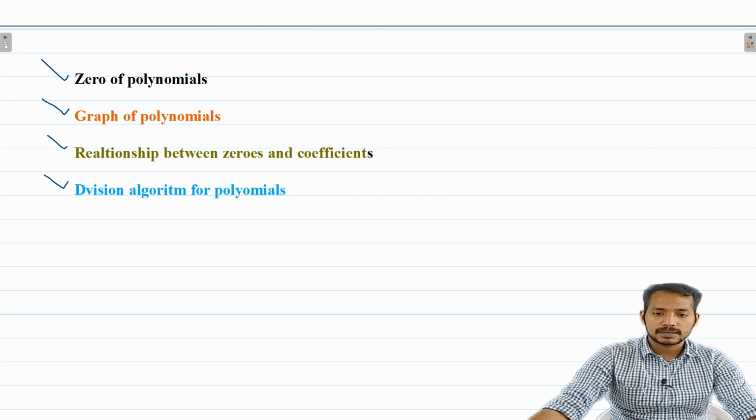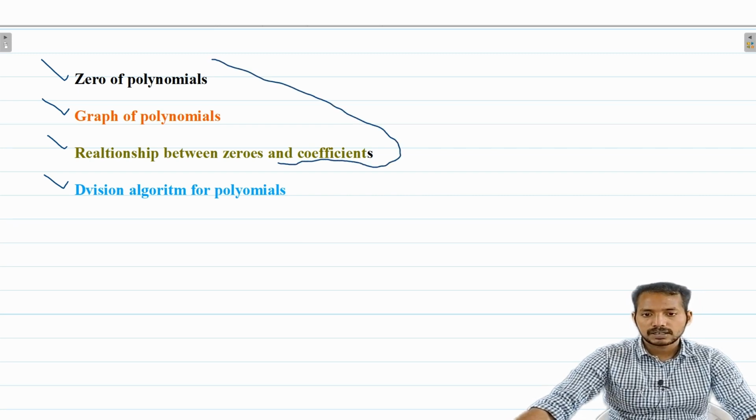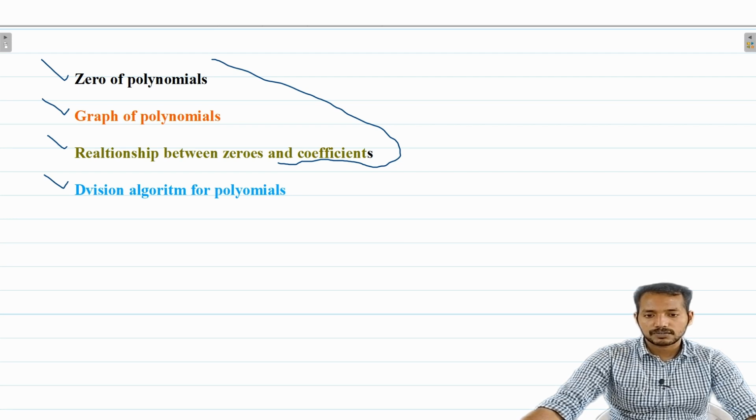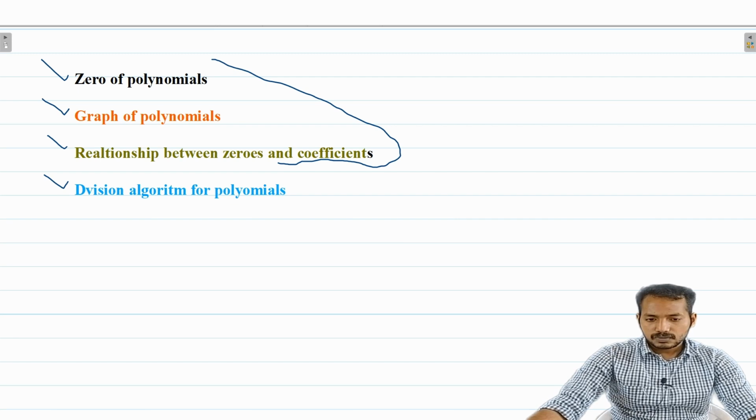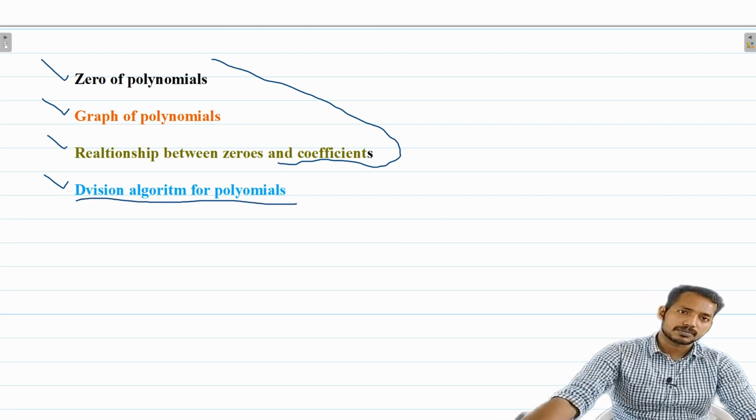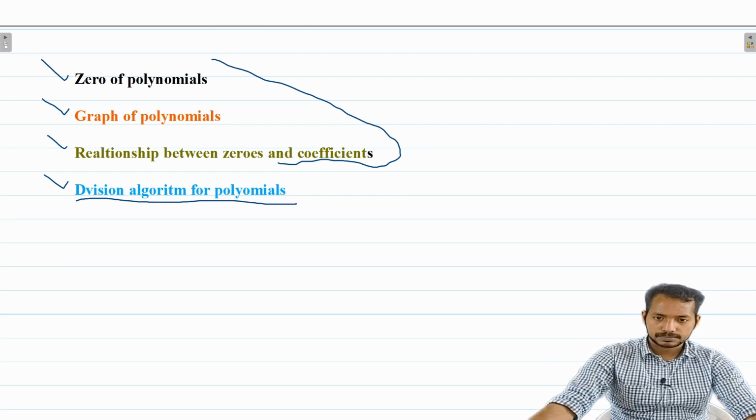In the first part I am going to discuss only three topics, that is zero of polynomials, graph of polynomials, and relationship between zeros and coefficients. Division algorithm for polynomials I will discuss in the next part. Okay, so let's start with the zero of polynomial.